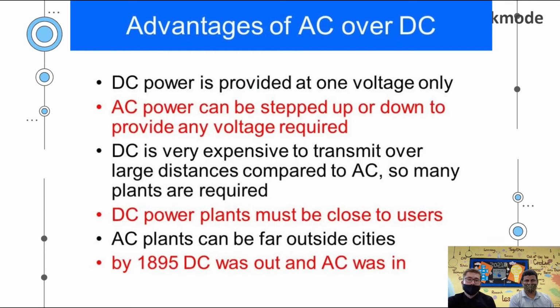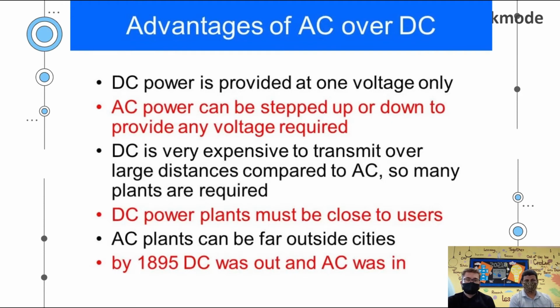Okay, so here are some advantages of alternating current. DC current is provided at one voltage only. Alternating current can be stepped up or stepped down. DC current is very expensive to transmit over large distances, okay? Because you need a very fat wire. And alternating current, you can send through a thin wire.